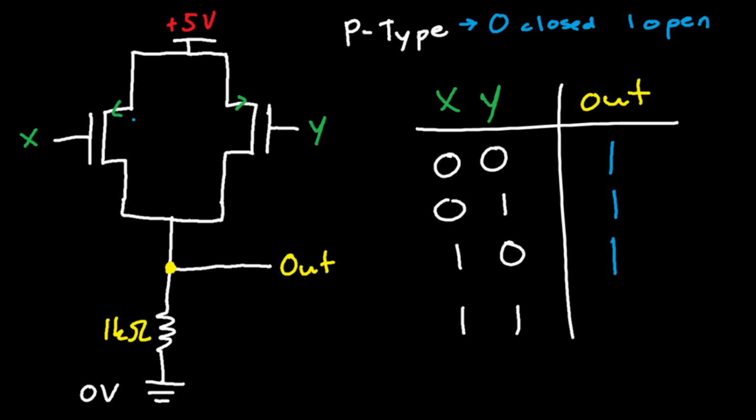Now, let's take a look at the case of 1, 1. In the case of 1, 1, both of these transistors act as open switches. Therefore, no current can flow through these. So, since no current can flow through, it hits here, it stops. Therefore, this voltage cannot reach this node. So, there's 0 volts here, basically. So the output would be a logic 0. And isn't this the exact output of a NAND gate?